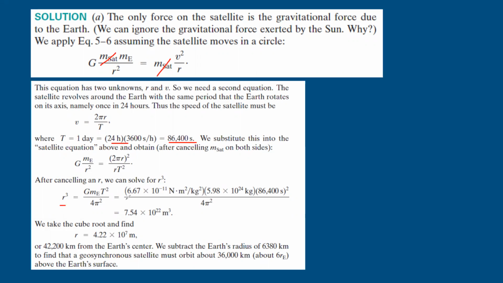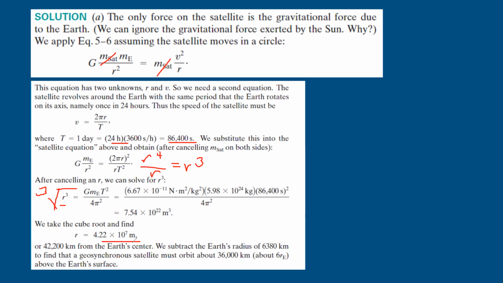So we have G M_E T squared over 4 pi squared, because 2 squared is 4, so 4 pi squared. And the R cube will be here. It will become R to the fourth, right? Divided by R, you divide it so that it will become R cube. So here, r cube. And if you solve it, you have this r cube and take the cube root of this whole equation. So this is now the r.